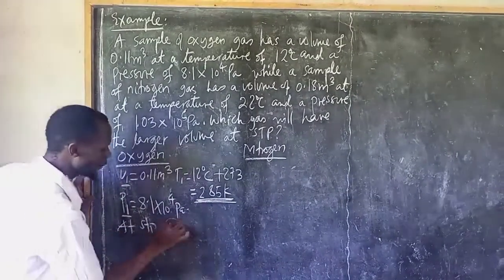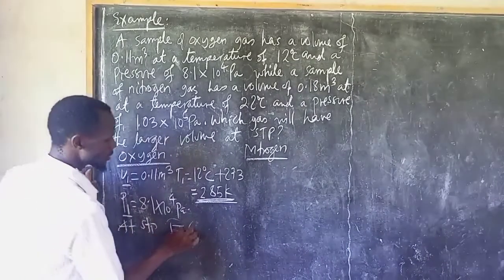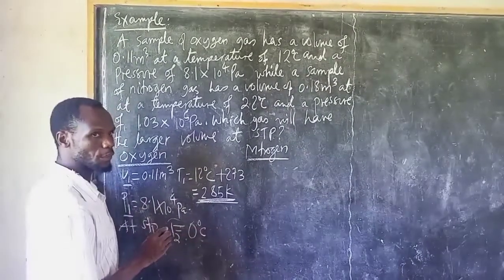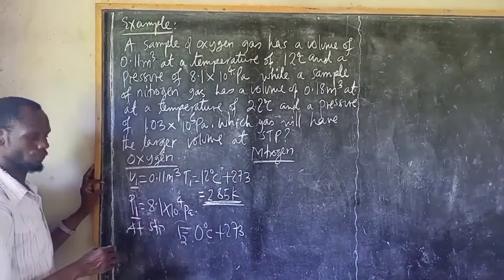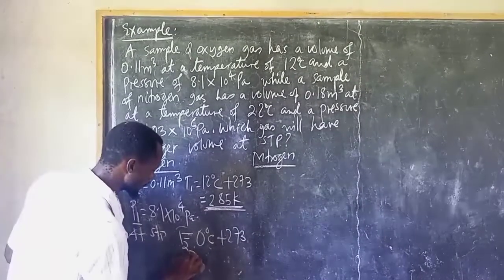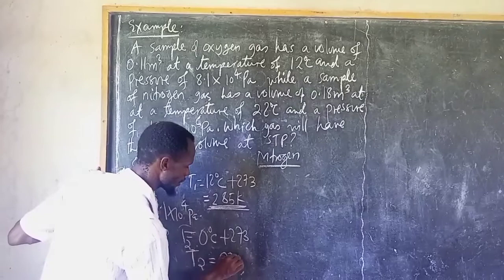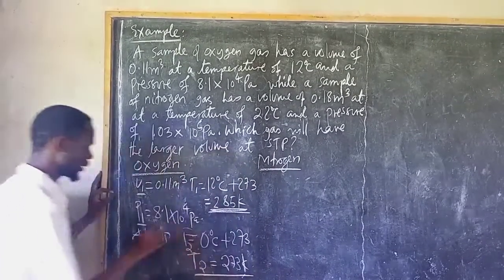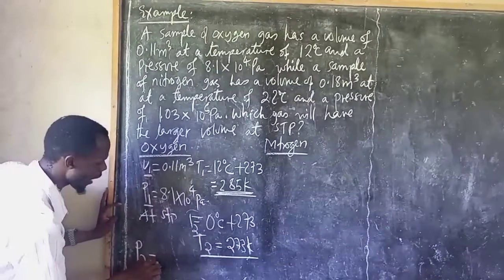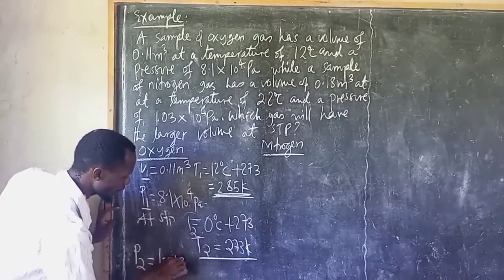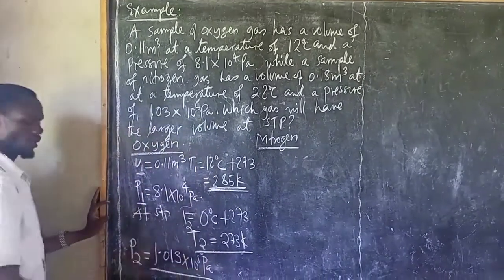At STP, the second temperature T2 is equal to 0 degrees Celsius plus 273, which is 273 Kelvin. And at STP, the second pressure is equal to 1.013 times 10 power 5 Pascal. This is constant at STP.